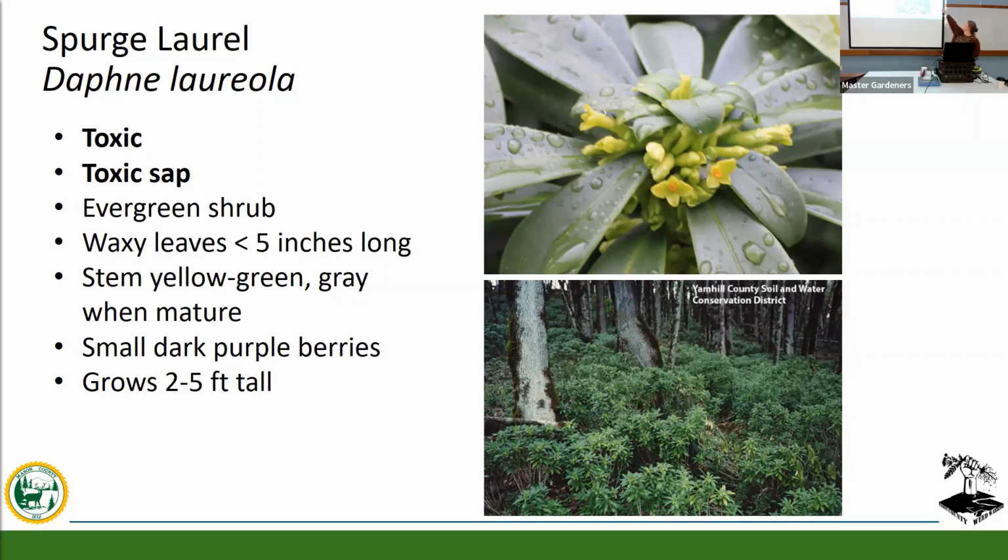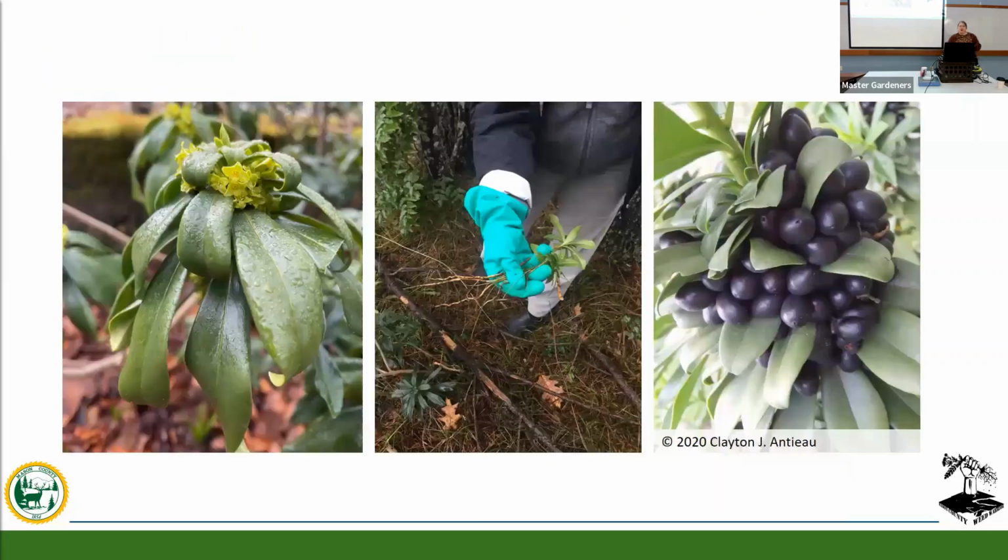And you can see the flowers, they are produced in a small cluster at the top of the stem, and they're kind of a yellowish color. Okay, so for pulling spurge laurel, again, it has that toxic sap, so you want to wear gloves, wear long sleeves. You can pull those seedlings. The seedlings will easily reroot, so it's good to bag those and then dispose of them in the garbage.